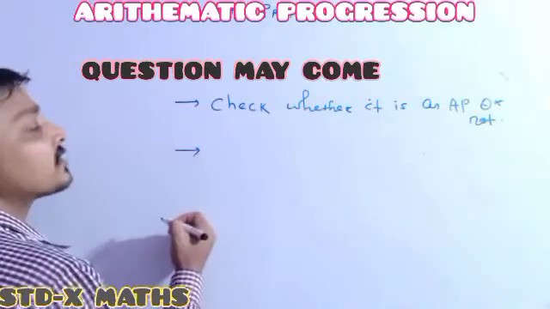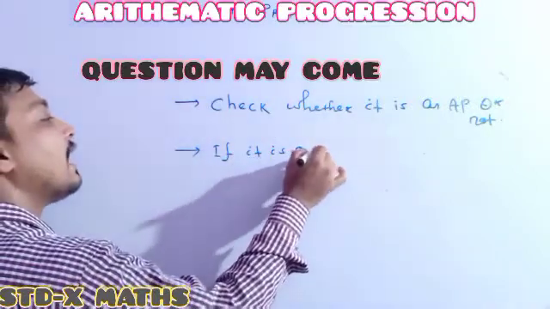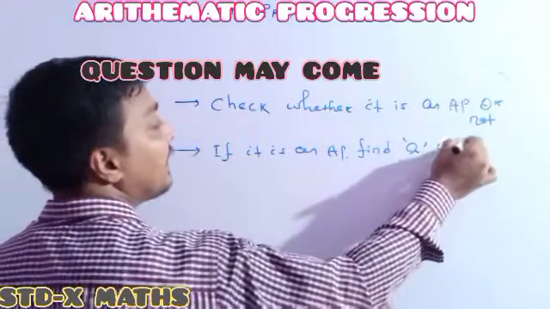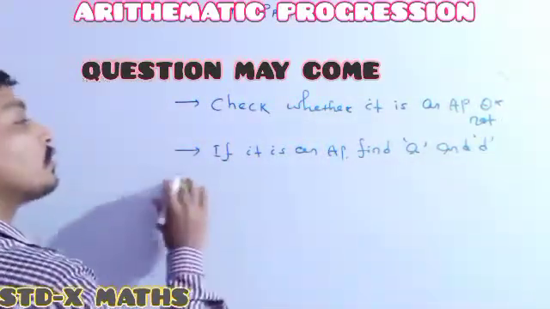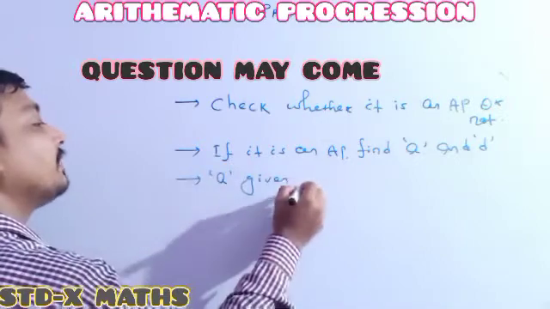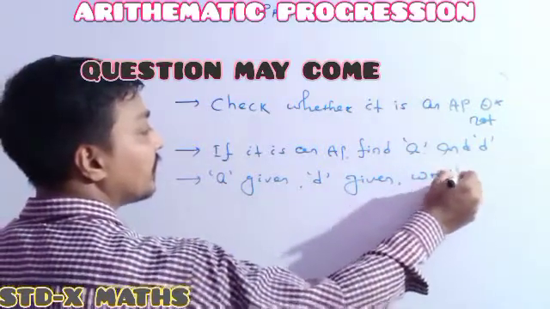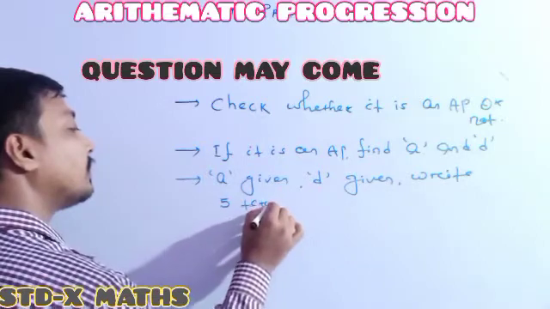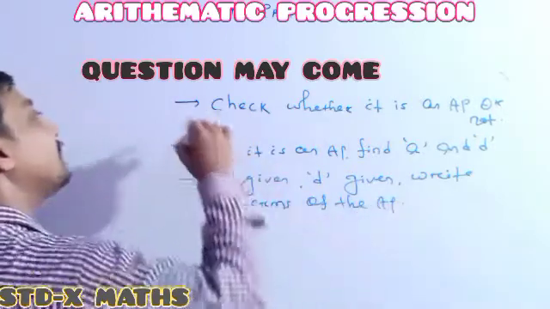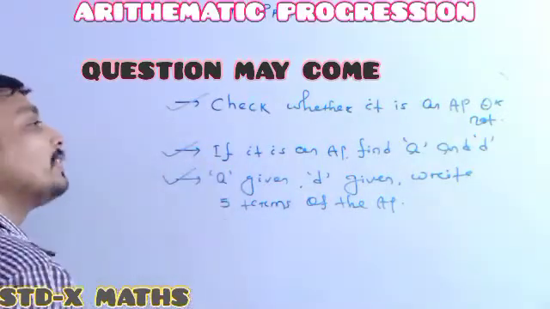Another type of question from this exercise will come: if it is an AP, find A, meaning the first term, and D, meaning the common difference. Also it may be said to you, A given, first term given, D given, write 5 terms, or many more terms of the AP. So the question may come with this variety, or this variety, or this variety.